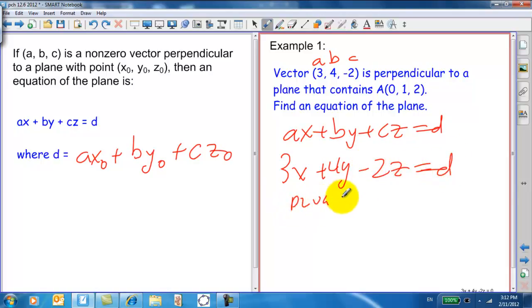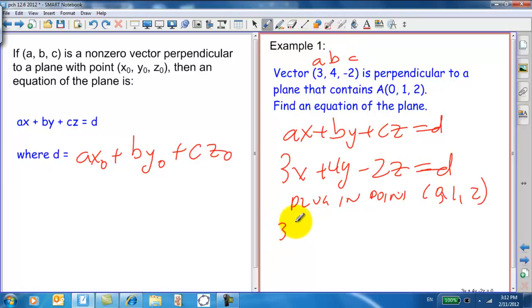We plug in the point 0, 1, 2. What's the distinction here? These are not both points. Vector v, this vector 3, 4, negative 2, is perpendicular to the plane. It's our normal vector to the plane. 0, 1, 2 is a point in the plane.